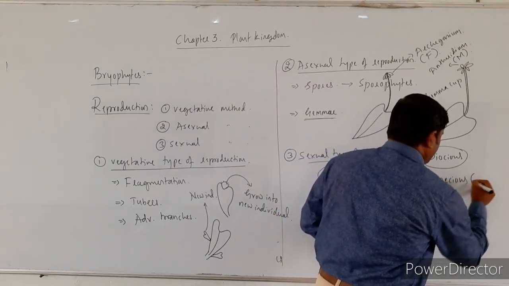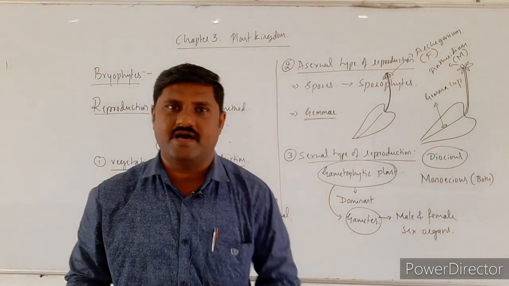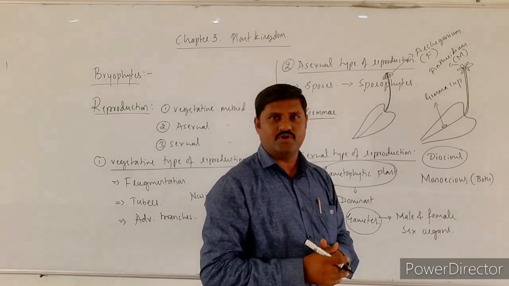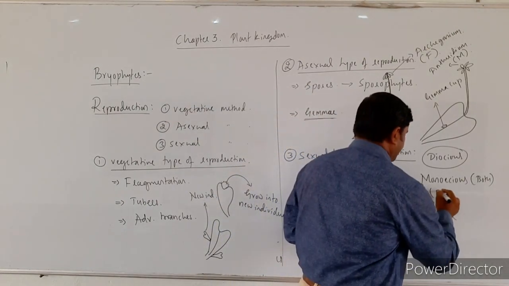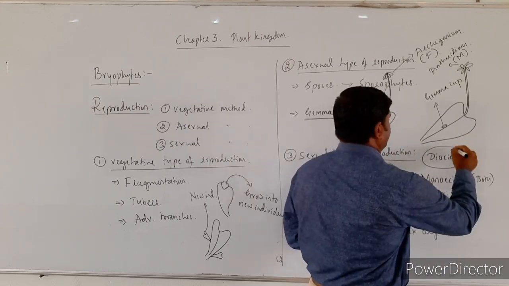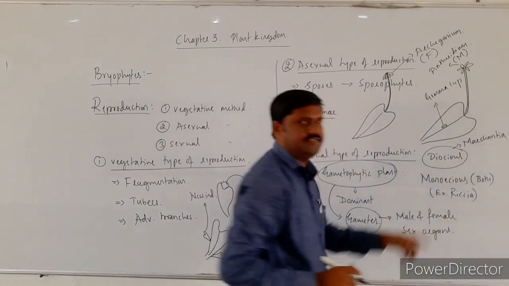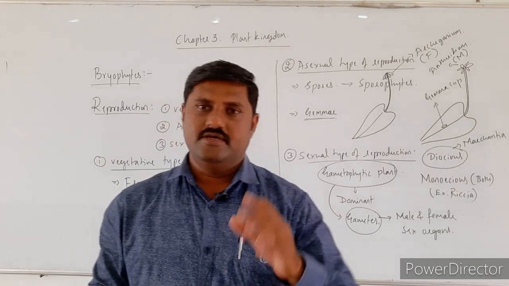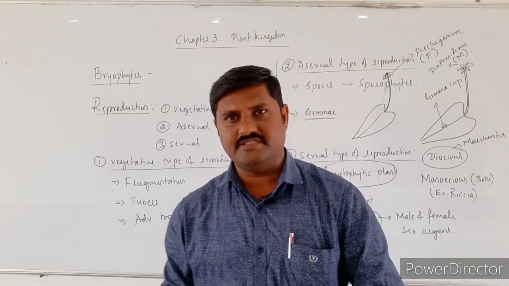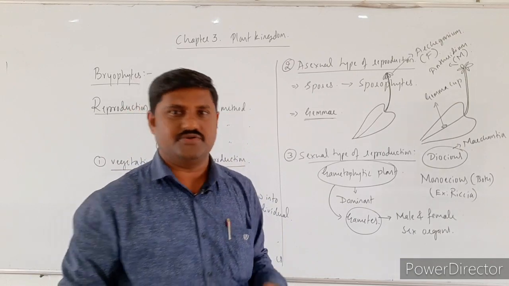Monoecious: both the sex organs are present in the same plant. The example for this monoecious plant is Riccia, and dioecious is Marchantia. A point to be noted, a very important point: some plants are dioecious in nature and some other plants are monoecious in nature, in bryophytes. It should be very clear to you.